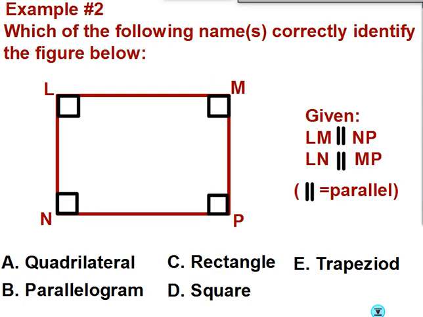Example number 2. Which of the following name or names correctly identify this figure below? A. Quadrilateral, B. Parallelogram, C. Rectangle, D. Square, E. Trapezoid. Notice the given information on the side.